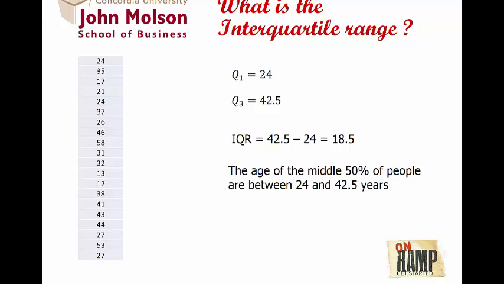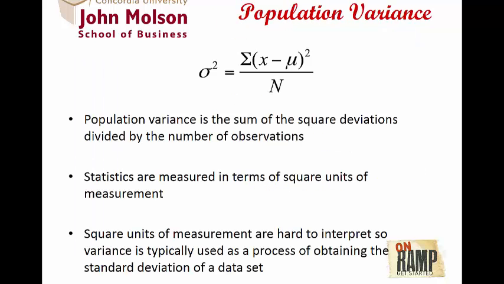This second measure is easy to use as long as we have our quartiles. The third measure is the variance. There are two formulas to calculate the variance, one for the population and one for the sample. Notice here I have the Greek letter sigma. It means it's the population. So the population variance is the sum of squares of the deviations of the observations from the mean, where the mean is mu, the population mean, divided by the number of observations.